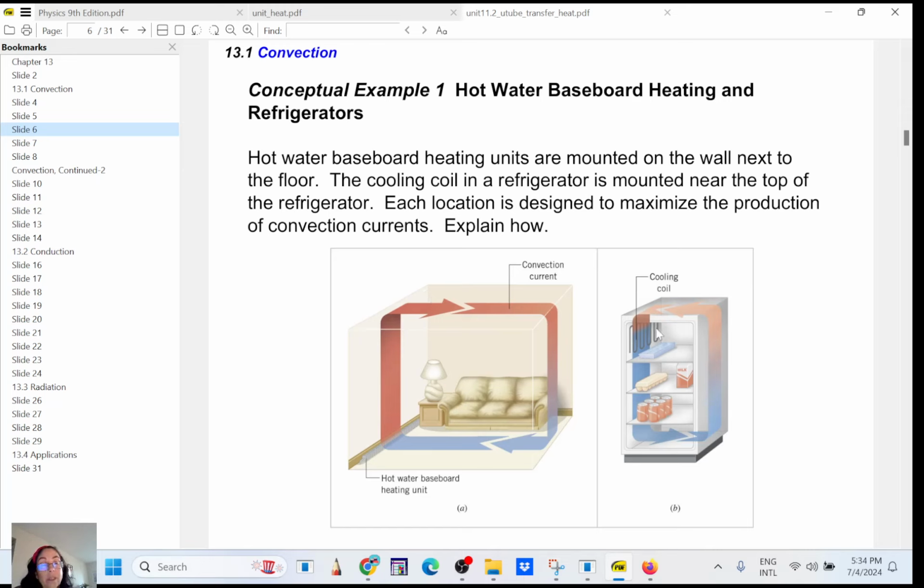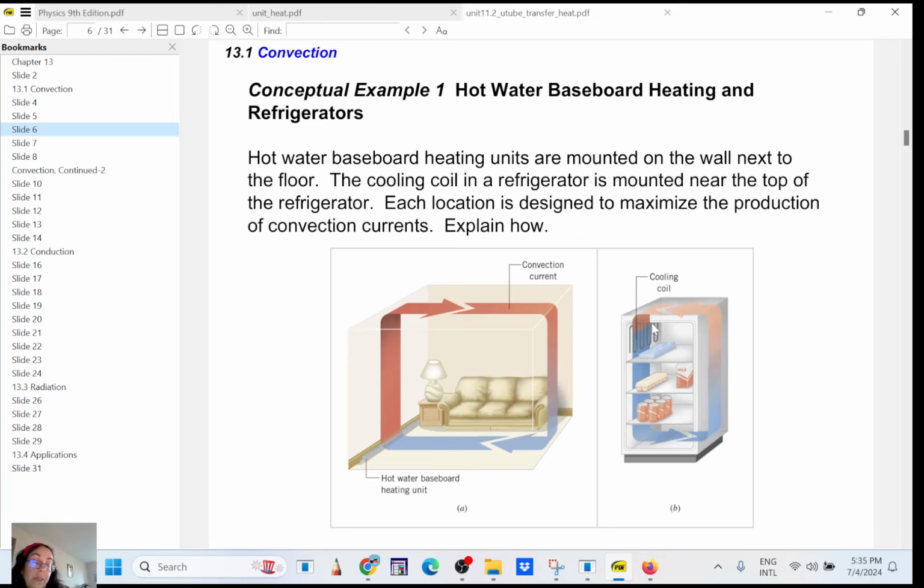In the fridge, it's the opposite. You have a cooling coil here, so it will cool down the air. So the density will increase, so it will sink. And then it will bring the heat up, because it will catch all the thermal energy inside the fridge. So the air will warm up, so it will rise. And then it will cool down again.